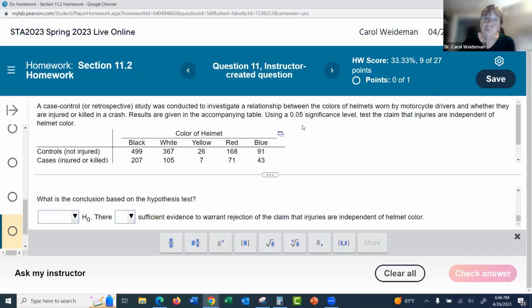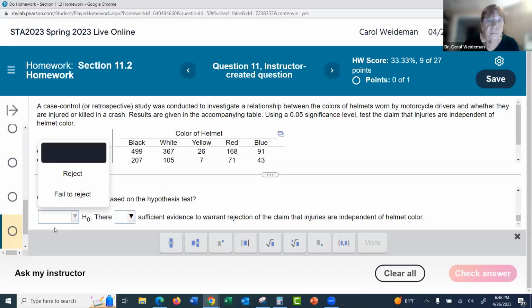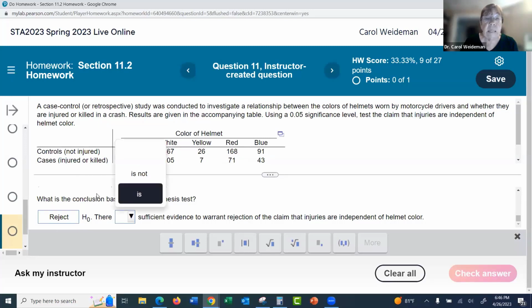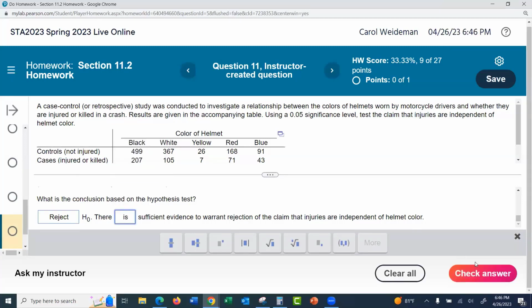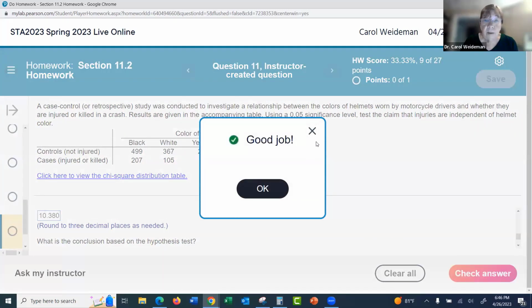So we're going to reject, right? Because 0.0345 is less than 0.05. So we're going to reject the null. And we always say there is sufficient evidence. Yep, and check. Yep, there we go.